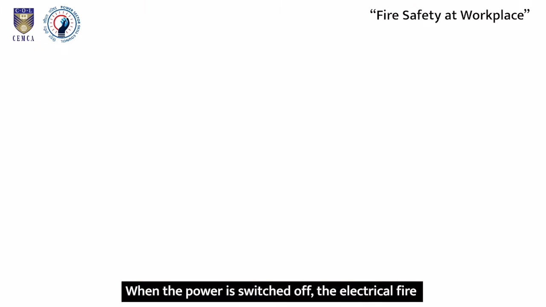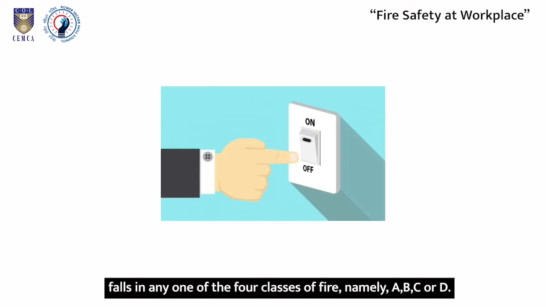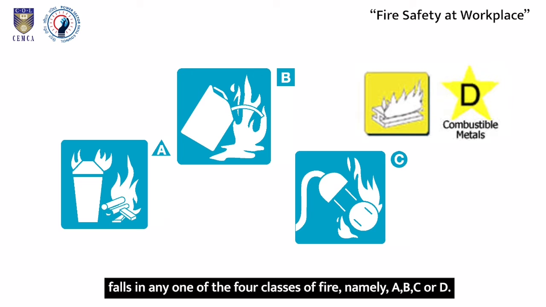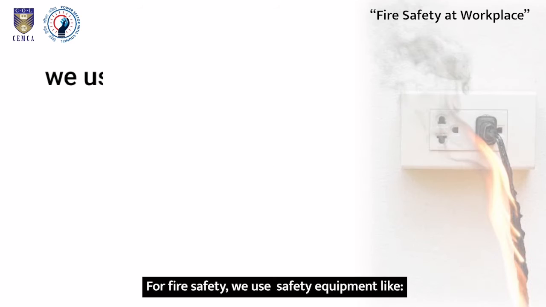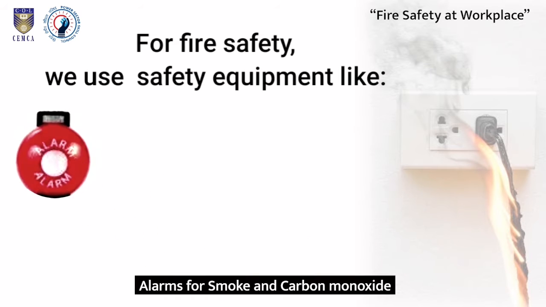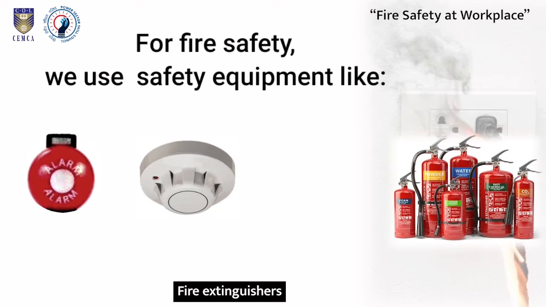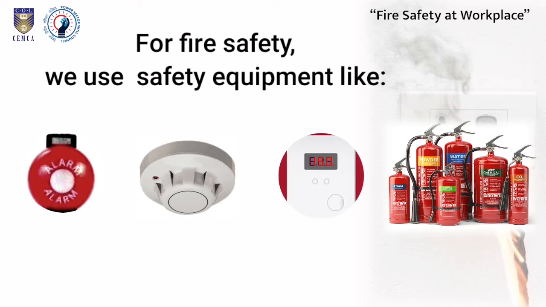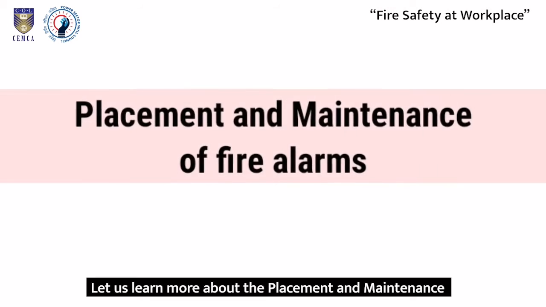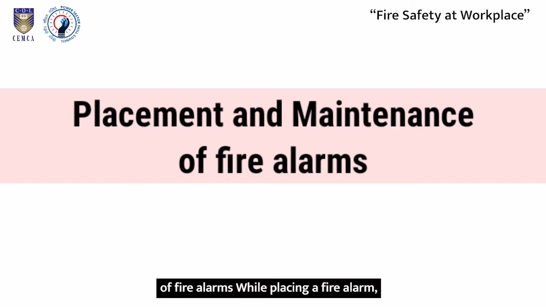When the power is switched off, the electrical fire falls in any one of the four classes of fire, namely A, B, C or D. For fire safety, we use safety equipment like alarms for smoke and carbon monoxide, fire extinguishers, and residential fire sprinkler systems. Let us learn more about the placement and maintenance of fire alarms.